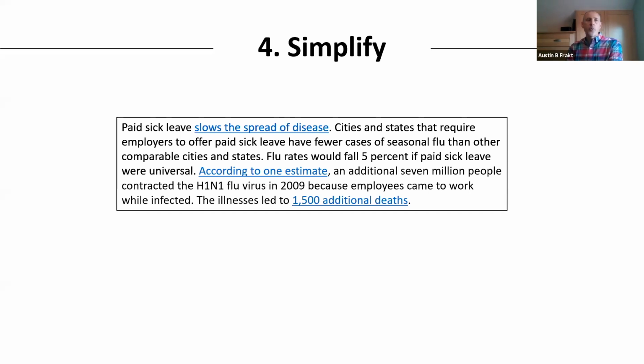You need to tell the readers what the numbers mean before you give them the numbers, because numbers by themselves don't convey a meaning. It's just a number. So if you just said 5%, you know, flu rates would have fallen 5% if paid sick leave were universal. The reader doesn't know if 5% is a lot or a little. You have to tell them.